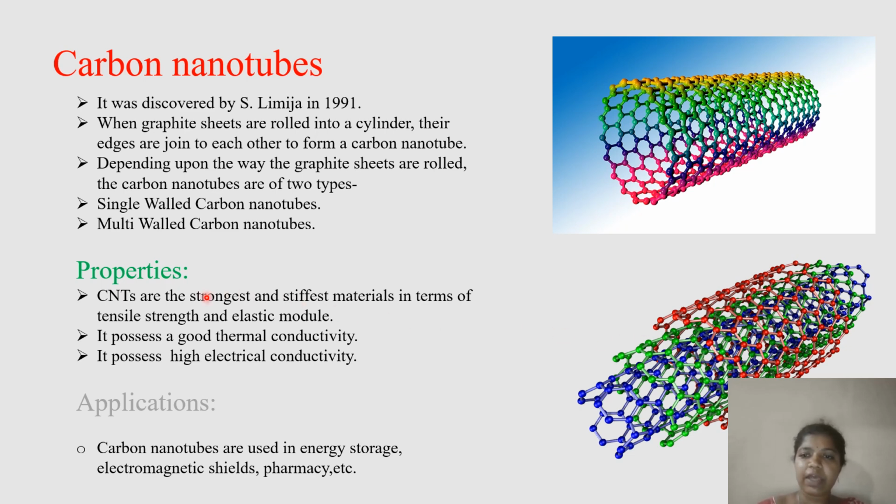Properties: as already said, it has good electrical property and good thermal conductivity. It has a high tensile strength also, and elastic modulus. And the next one is applications of carbon nanotubes. The carbon nanotubes are mainly used in energy storage, electromagnetic shields, pharmacy, etc.